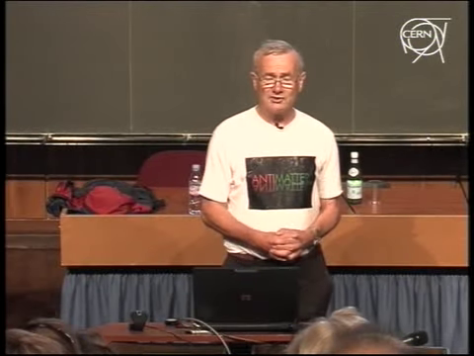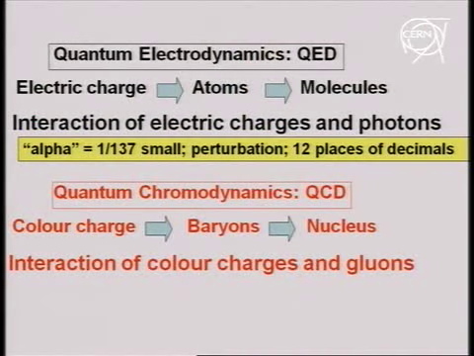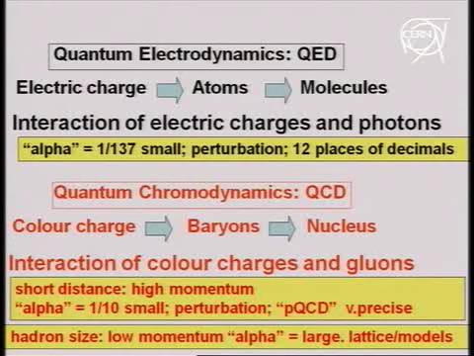So the analogy then is almost complete. QED, alpha is very small, you use perturbation theory, you can calculate things and experimentally verify them to 12 places of decimals. So in that sense, QED is indeed correct. QCD, at very short distances, very high momentum, you can use perturbation theory. Alpha is small, but not that small. You use perturbation theory, but there are subtle techniques that you have to use to get around the fact that alpha isn't quite that small.